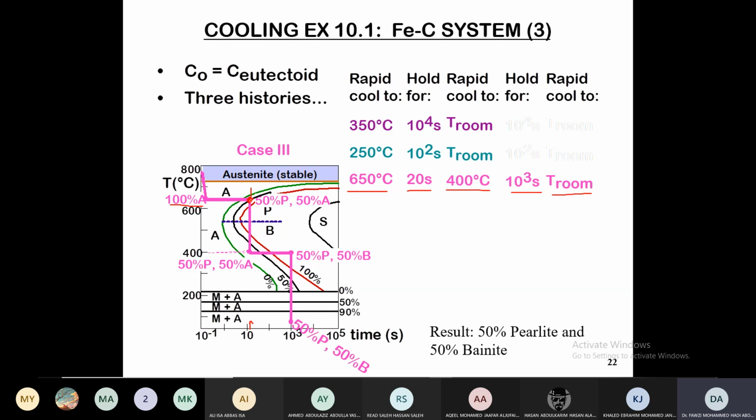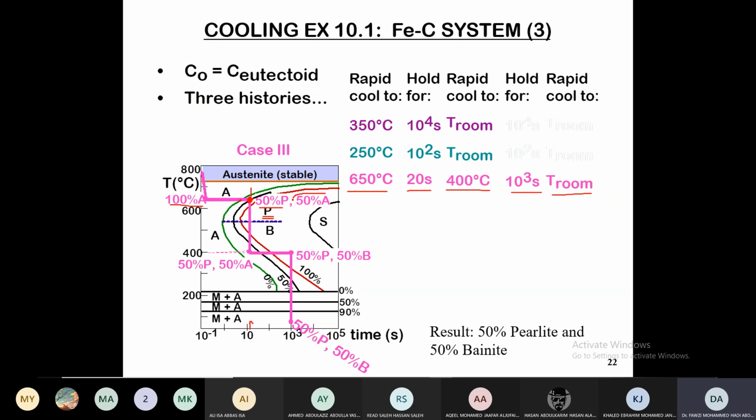And at this point, this 100% unstable austenite is going to transform to what? To 50% pearlite, because this is the start of the transformation. This is 50% transformation completion. So 50% of the austenite gets transformed to the pearlite phase because we are in the pearlite zone.